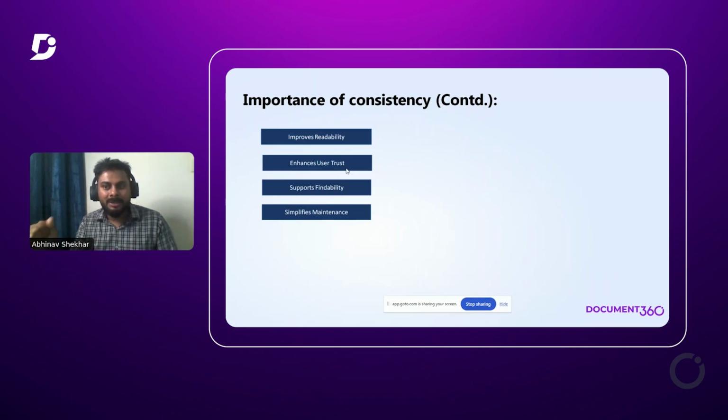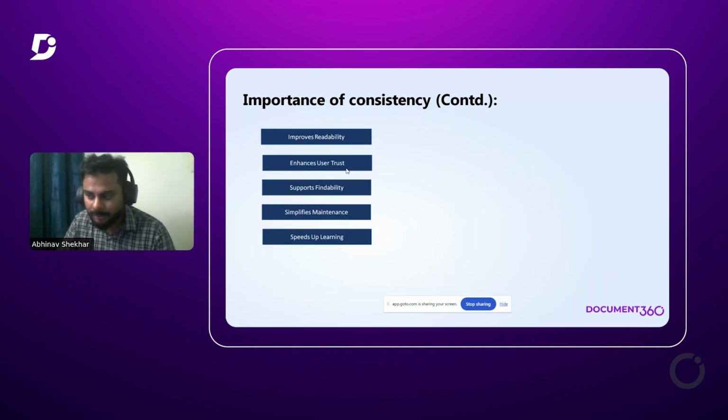But if you are using multiple terms for the same thing, it becomes very difficult to maintain. So it simplifies maintenance. If a document is consistent, the maintenance part becomes very easy and it speeds up learning. If your document is following a proper flow and is consistent, users will get to know, okay, this is the pattern, and the next page or the next screen will follow the same pattern. So the learning curve is very smooth in the case of a consistent document.